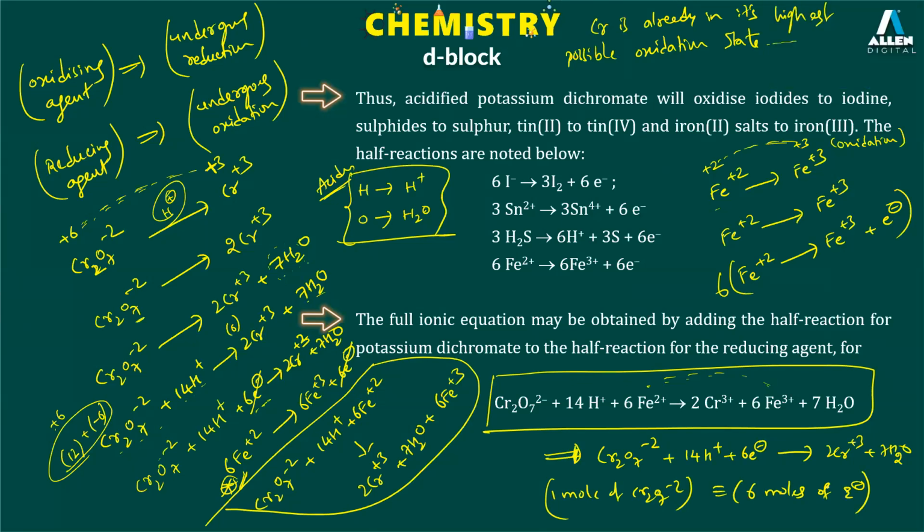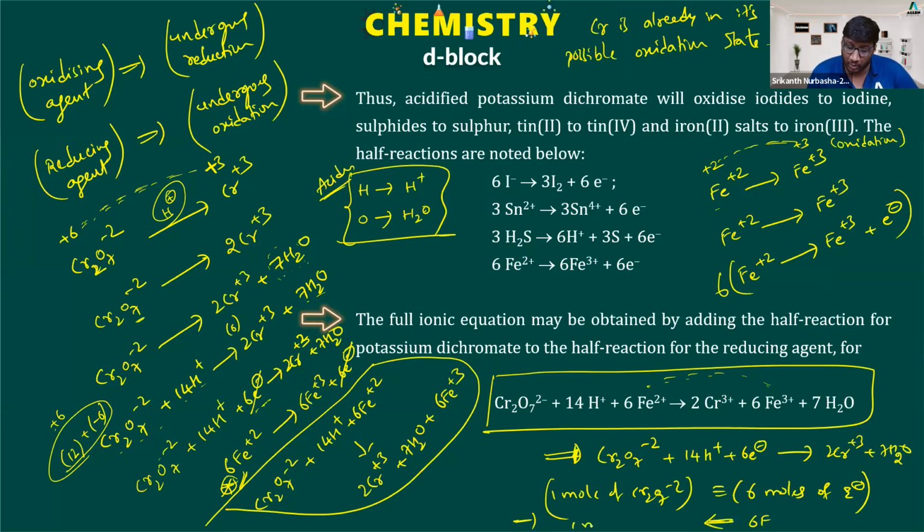Yes, sir. So can you say what is the charge possessed by 1 mole of electrons? What is the charge contained by 1 mole of electrons? 1.6 into 10 raised to power minus 19 into Na. So how much that would be? 96500. 96,500 coulomb, 1 Faraday. Yeah, 1 Faraday, 96,500 coulomb. So 1 mole of Cr2O7 minus 2 is equivalent to 6 moles of electrons. 1 mole of electrons possesses 1 Faraday. 6 moles of electrons possess 6 Faraday. So that means when I pass 6 Faraday of electric current, I am getting 1 mole of Cr2O7 minus 2.